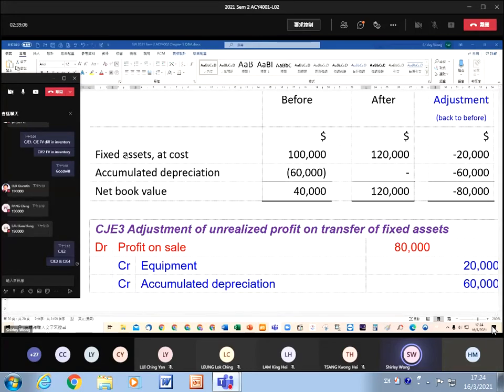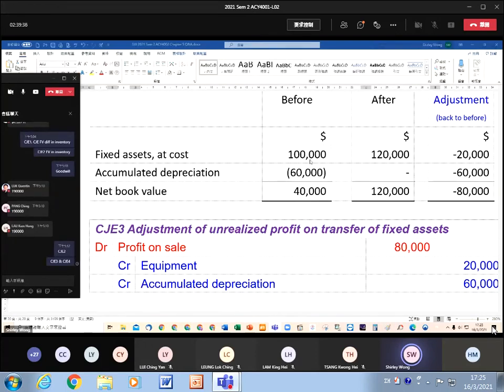Before any transfer, the fixed assets original cost is 100,000, and the accumulated depreciation is 60,000. Therefore, the net book value is 40,000 per the question. After transfer, before any depreciation, the holding company will treat the cost as 120,000 at the beginning and no accumulated depreciation at that time. And then we need to make the adjustment. Adjustment means making everything back to before.